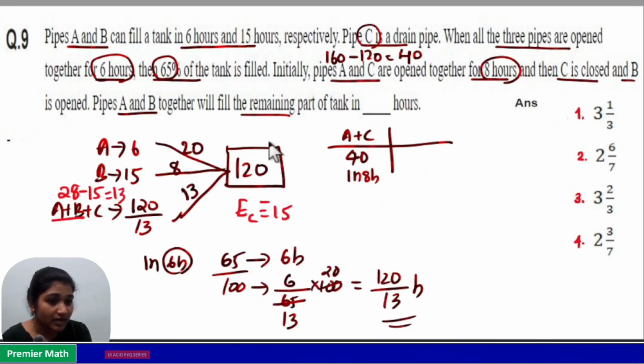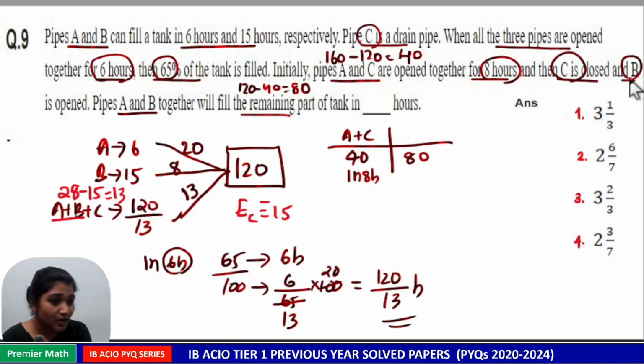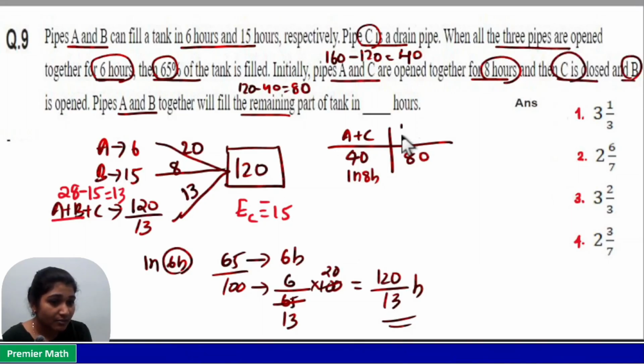Then the remaining capacity of the tank is equal to 120 minus 40. 120 minus 40 is equal to 80 units. So 80 units need to be filled. After 8 hours, C is closed. Then B is opened. So A and B together fill these 80 units.